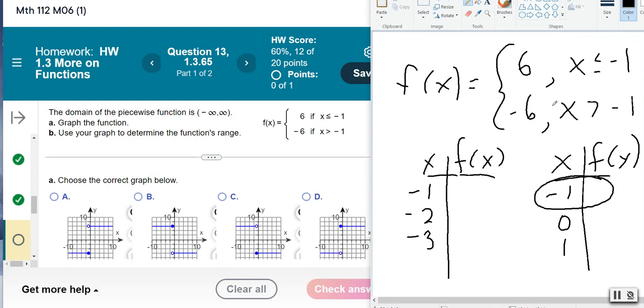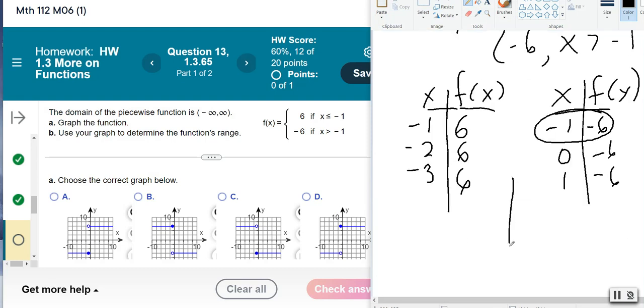I'm going to put a circle around this to remember to put an open circle on my graph. Now, notice this says that no matter what x is, as long as it's less than -1, you get a 6. So look, I put a 6 on all of these. And over here, if x is bigger than -1, I get a -6. So I'm going to sketch this out. -1, it's 6. -2, it's 6. -3, it's 6. And I could keep going forever in that direction.